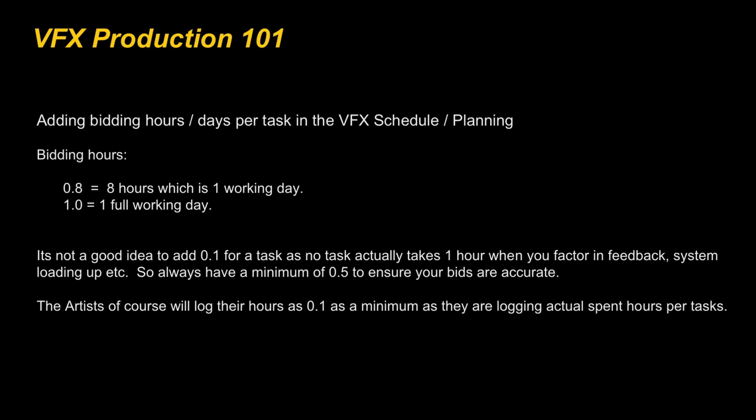So if something takes an hour, just put 0.5. And hey, if the artist does get it done in less than 0.5, then you have those days which you can allocate to other areas where you are struggling to reach the deadline or struggling in terms of hours used up. So that's always a little tip I give everyone. And also the artist, of course, will be logging their hours. And obviously the artist can log 0.1, 0.2 because they're logging actual spent hours. But when you're bidding or projecting your hours, try not to project something like 0.1, because like I said, it never actually happens. So yeah, that's a little tip there.